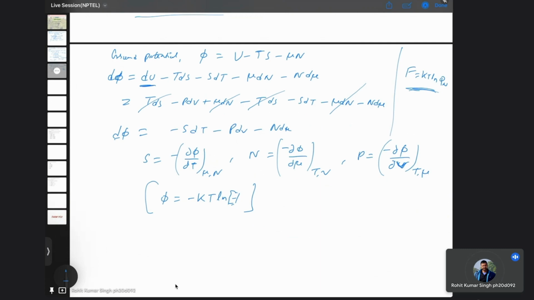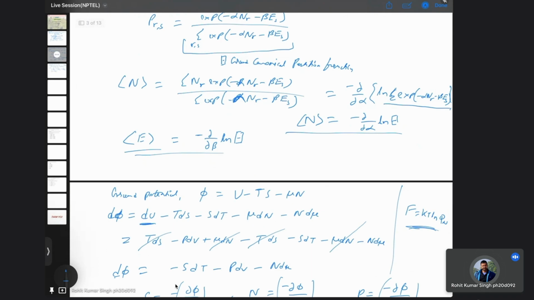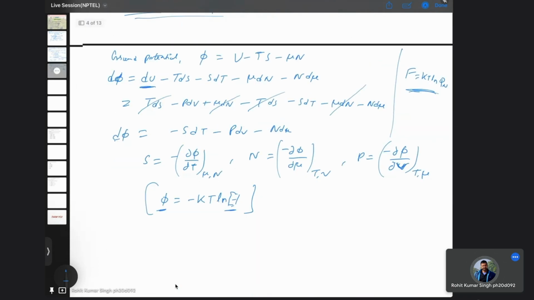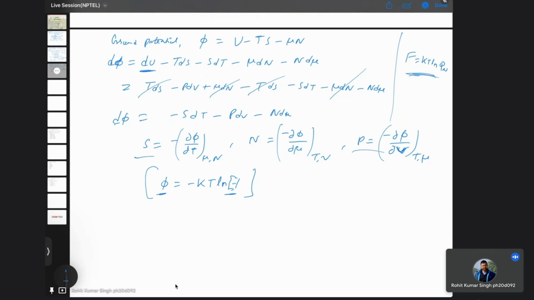Now you see, if you have the partition function, basically you can calculate the grand potential, and then you can calculate everything. You can calculate average energy, number of particles, entropy, pressure, whatever you want to calculate about a system. So this is very helpful. And coming back to the partition function, which is given by this.